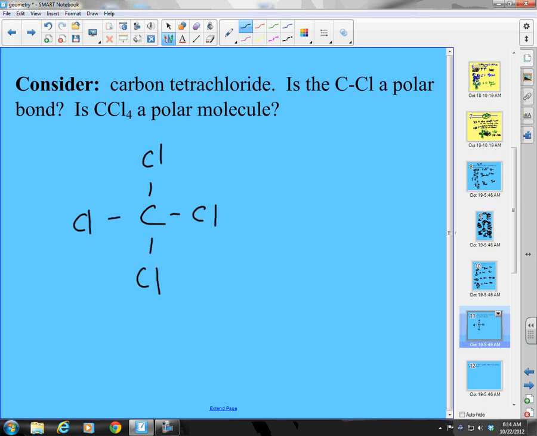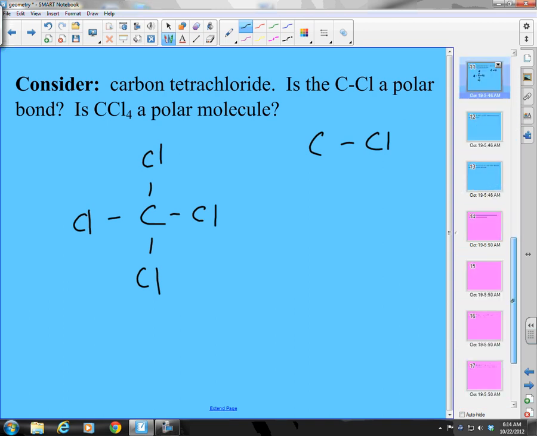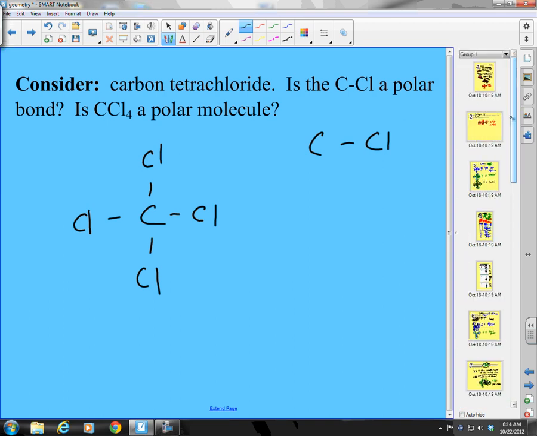The first question is, here's my chlorine and here's my carbon. Is this a polar bond? How would I find that? I have to look at my electronegativities and, oh no, where are our electronegativities? Well, I have to pull it out of my head. Chlorine is a 3.0, carbon is a 2.5.